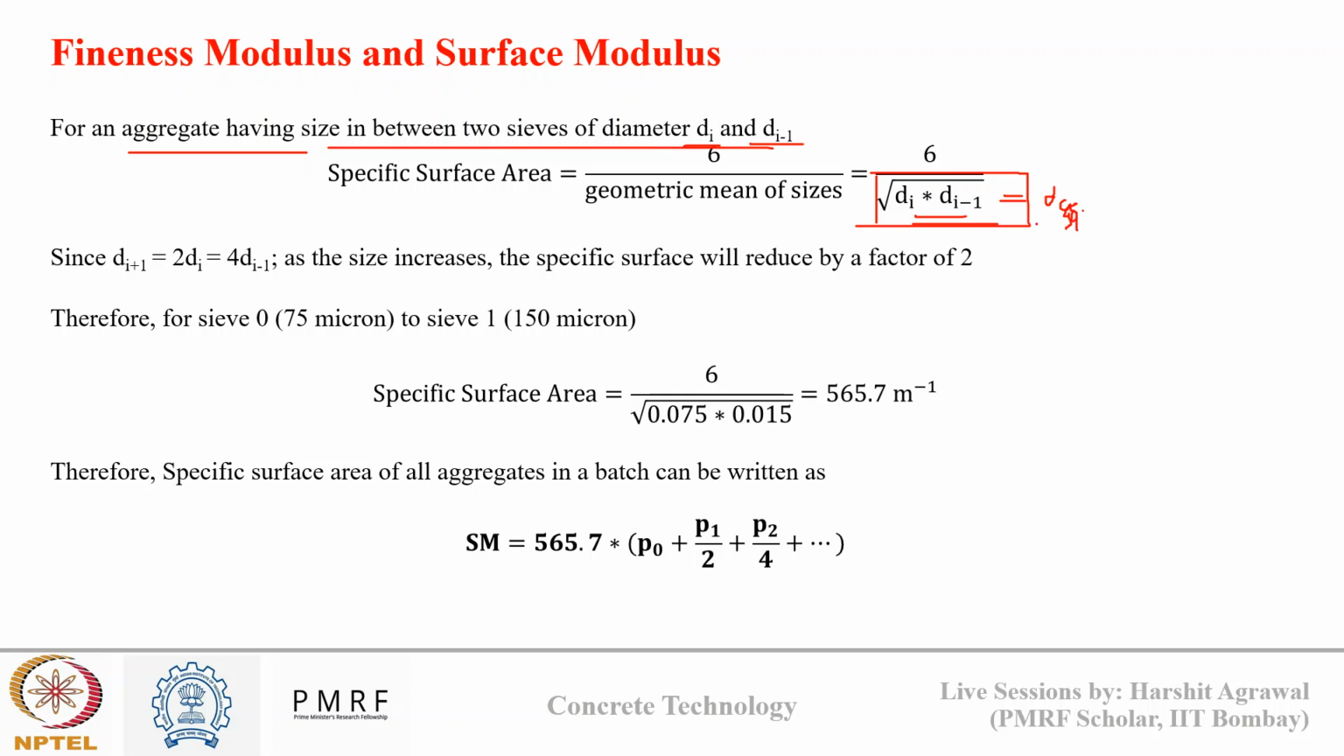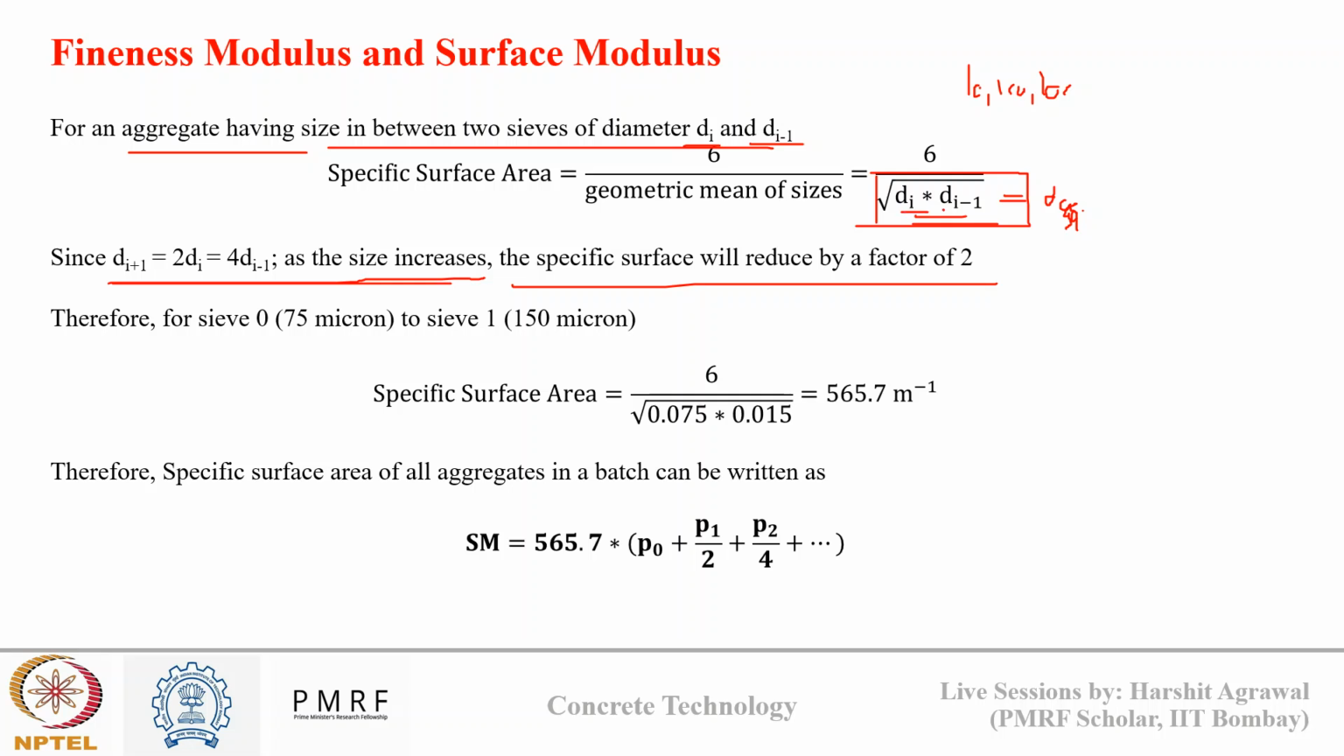Now, since my sieves are arranged in a geometric progression, their ratio is constant. Since my sieves are in this series, my specific surface area will always be reduced by a factor of 2 if I take the next higher sieve size.